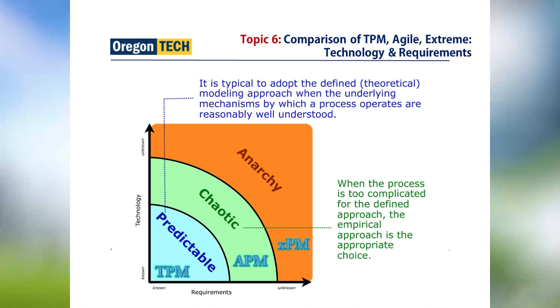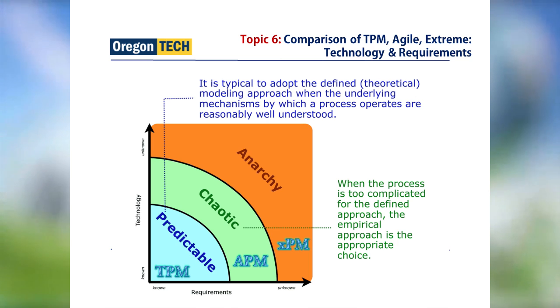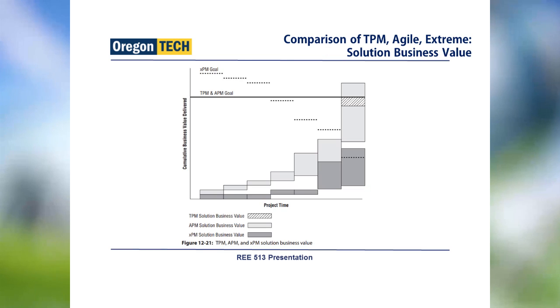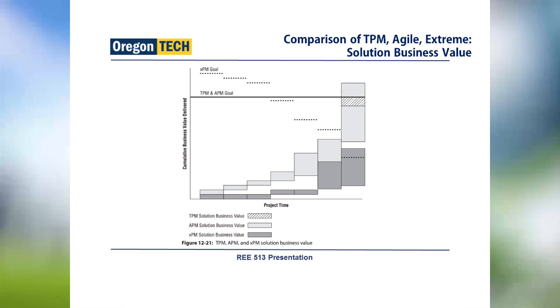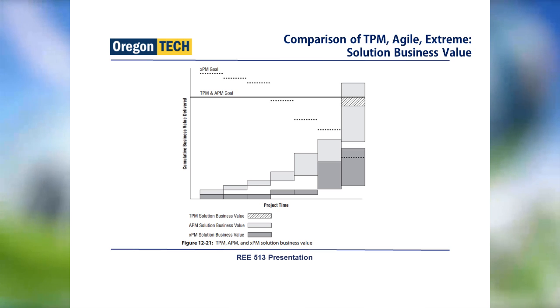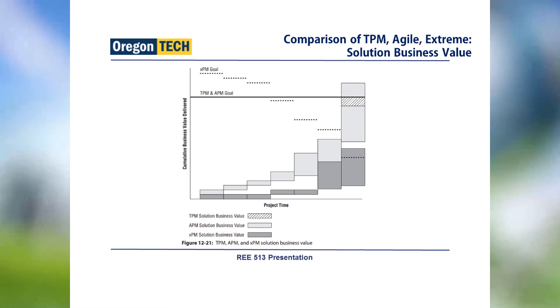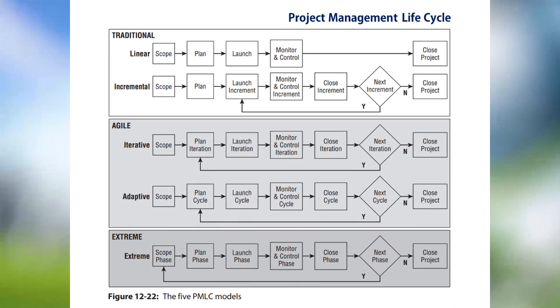Technology and requirement comparison between the three types of project management: traditional, agile, and extreme project management. This is the business value comparison between the three types of project: extreme, agile, and traditional. The extreme project lays the basis for other projects to gain value. On the outside, it looks like the agile and traditional had higher value than the extreme project, but their value is based on the value of the extreme project.